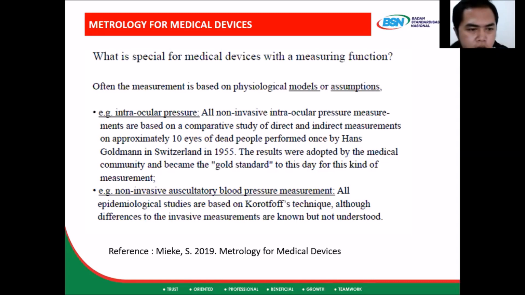And there are also other examples, like non-invasive auscultatory blood pressure measurement. All epidemiological studies are based on Korotkov's technique. Until this day, we refer to the Korotkov technique to determine blood pressure measurement.